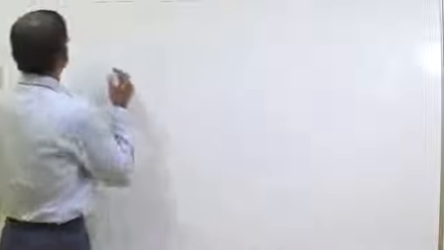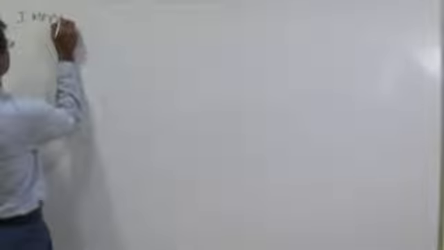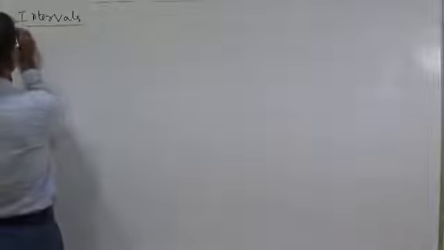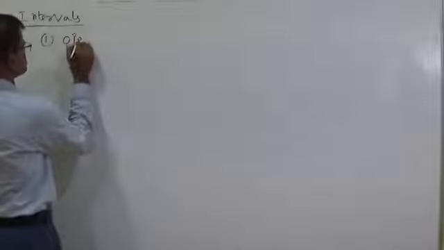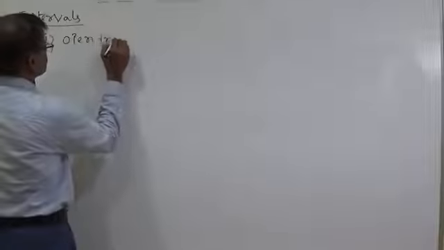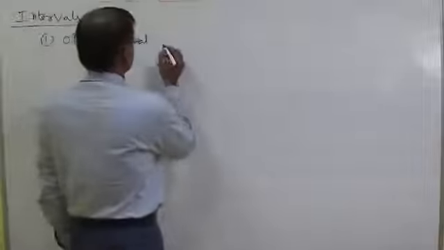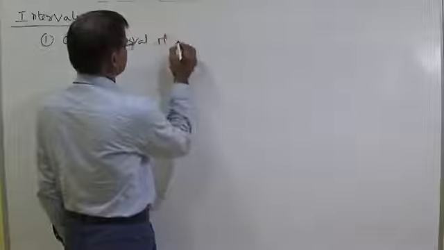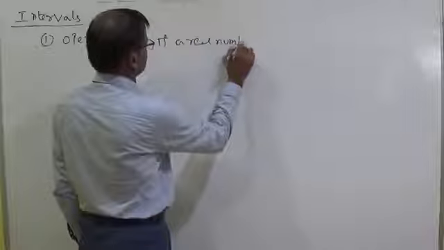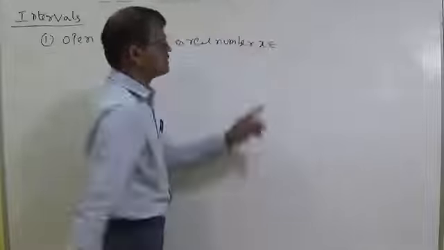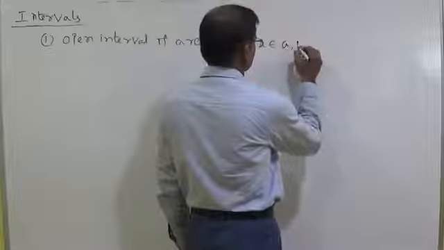intervals. First one, let us discuss open interval. So that meaning, if a real number x belongs to, this symbol is belongs to, x belongs to, like this you can write a general bracket.